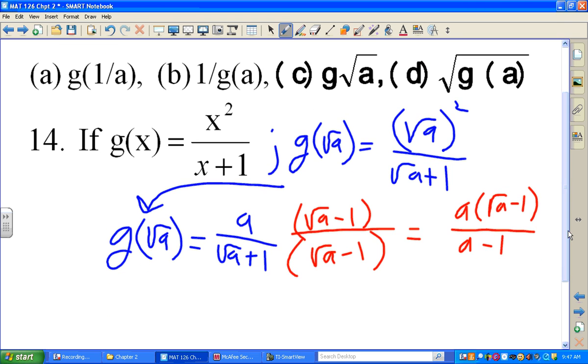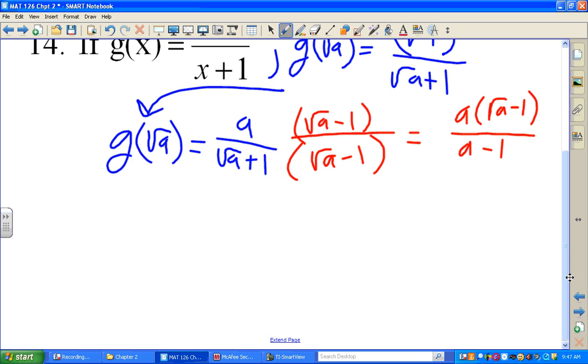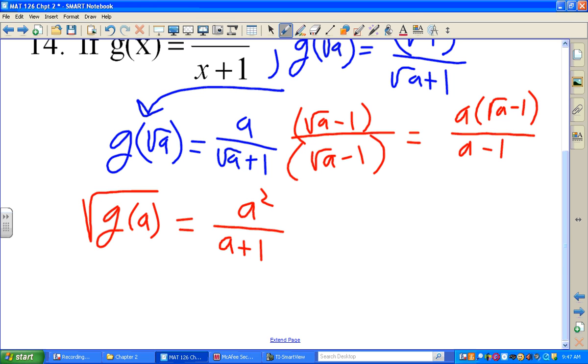Last one. The square root of g of a. What am I putting in for x? A. What am I going to do with it after I put in a? Square root. Remember, whenever I take the square root of a fraction, I always think of it as the square root of the numerator, square root of the denominator. That's how I think of the square root of the whole thing. It is almost like it, except you have to do something slightly different. You don't multiply by the conjugate. What do you multiply by?